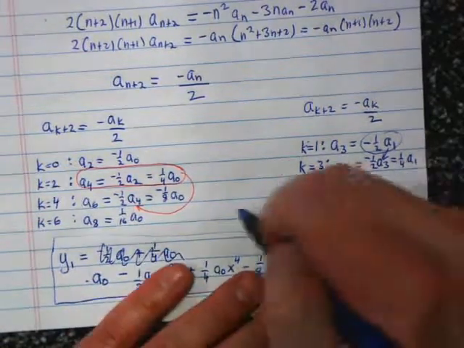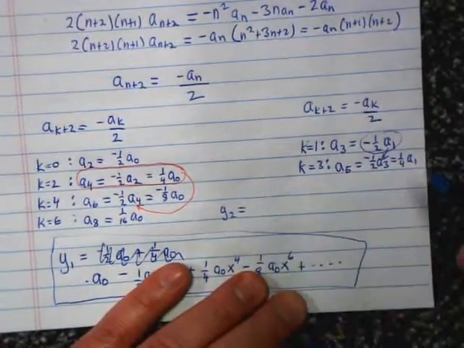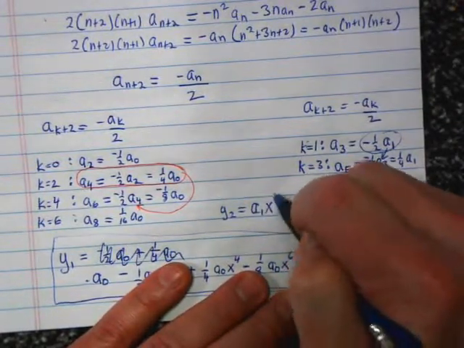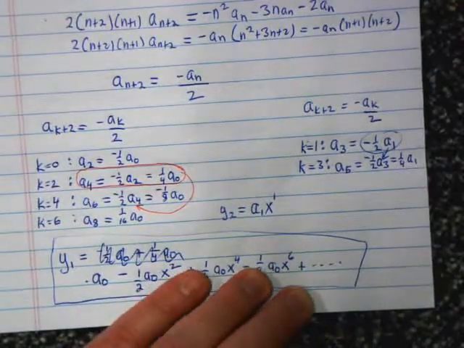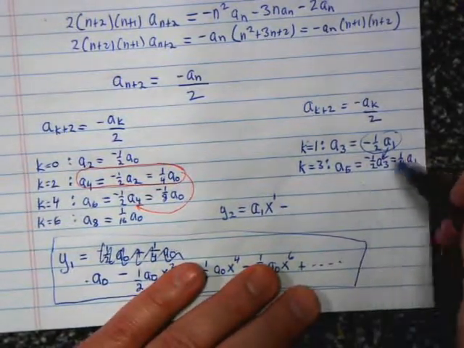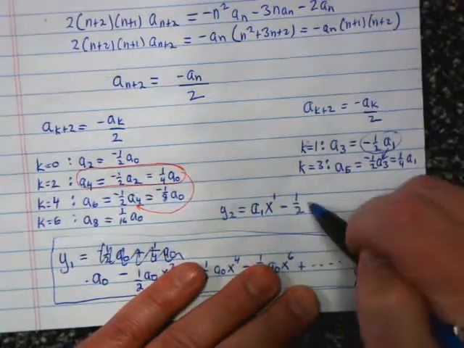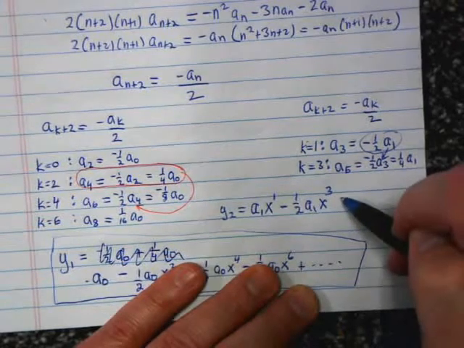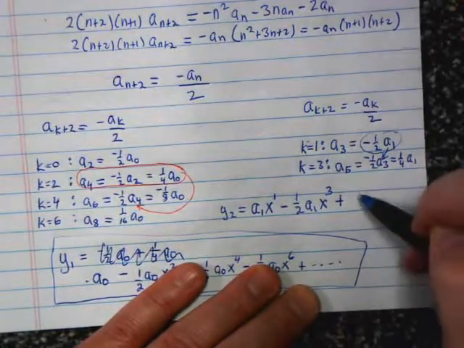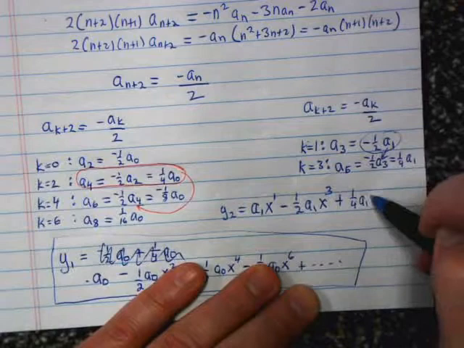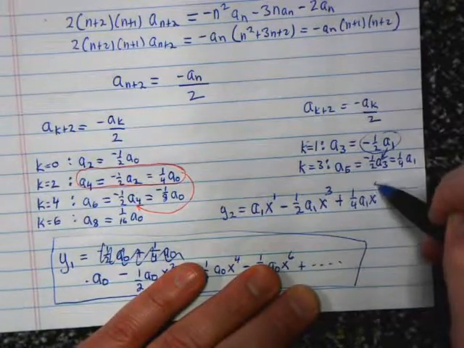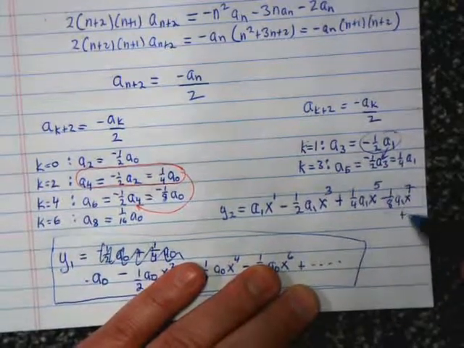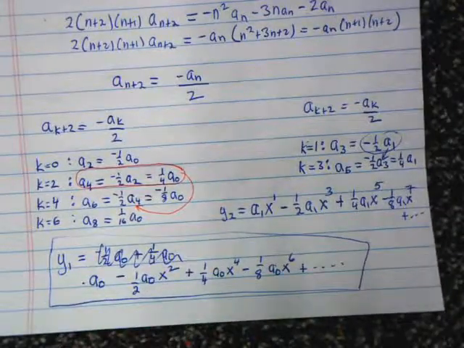So I think your other solution is y sub 2, and this one's going to start with a sub 1 x to the 1, minus 1/2 a sub 1 x cubed, plus, what's the next one? 1/4 a sub 1 x to the 5th, minus 1/8 a sub 1 x to the 7th, plus dot dot dot on and on forever.